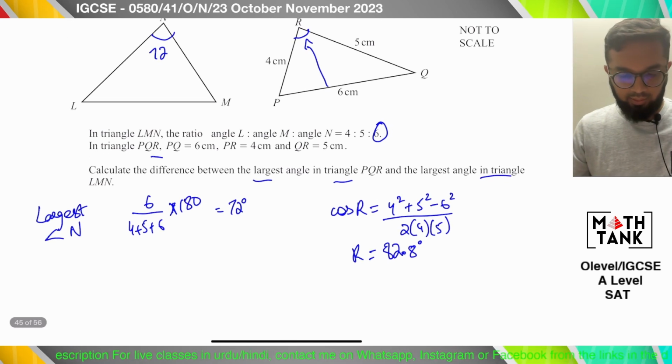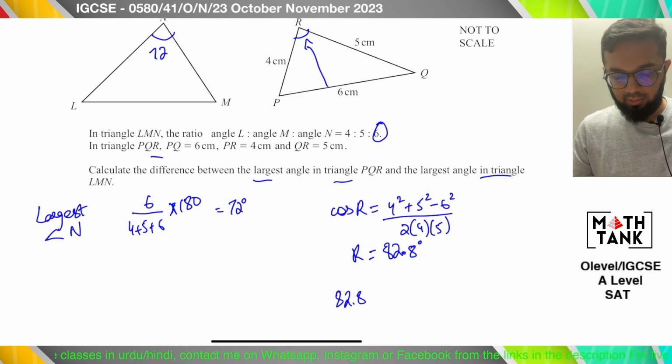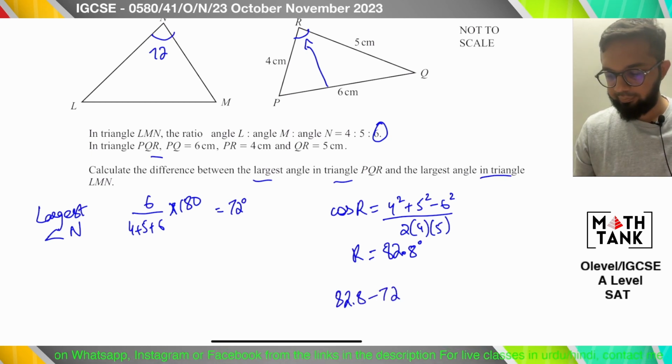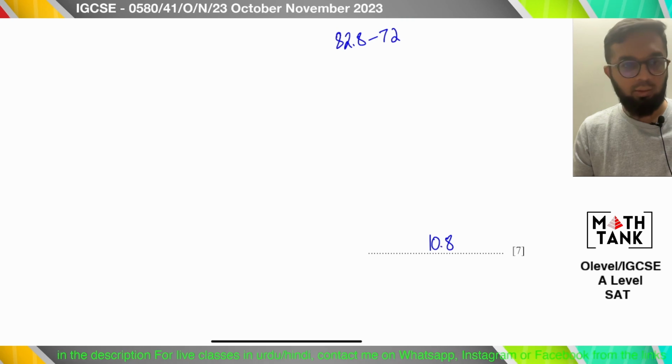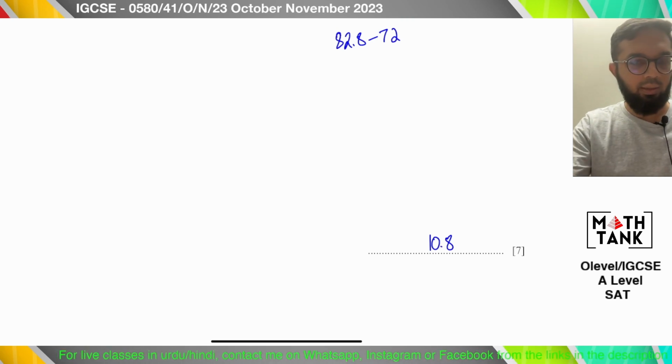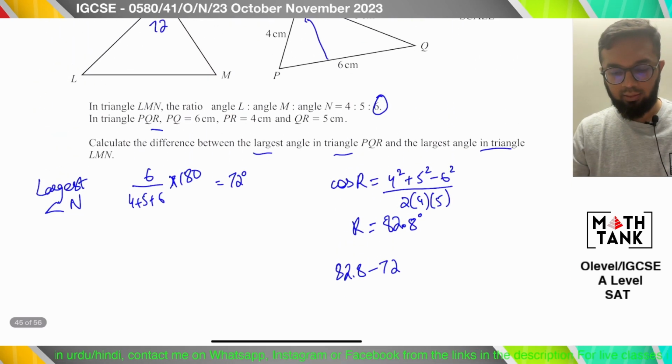So what is the difference? 82.8 minus 72. I am getting 10.8. I hope that's the correct answer. Yes, that is indeed the correct answer.